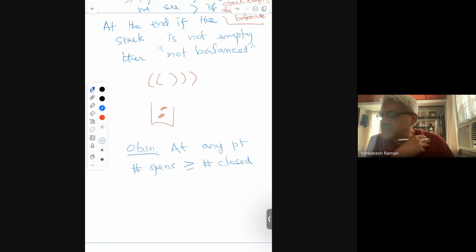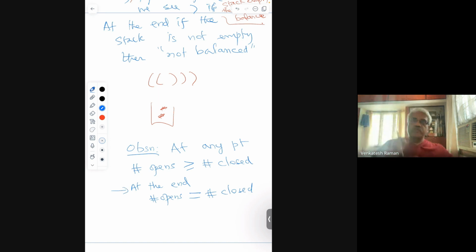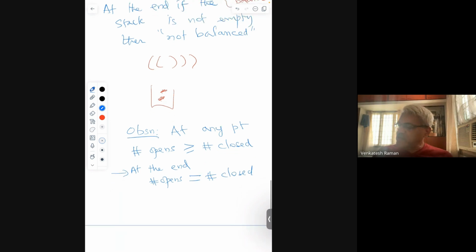So this is what you just count, and you just check this at any point of time. At the end, the number of opens is actually equal to the number of closed. But at any intermediate point, it should be greater than or equal to. That's all. You just verify this. If this happens, then it's balanced. Otherwise, it's not balanced. And that's something very easy to check.